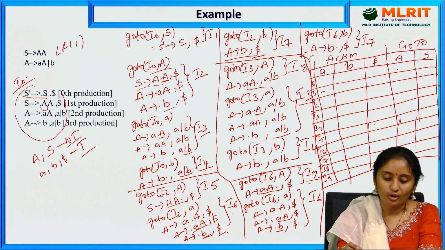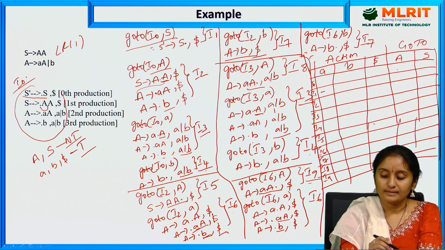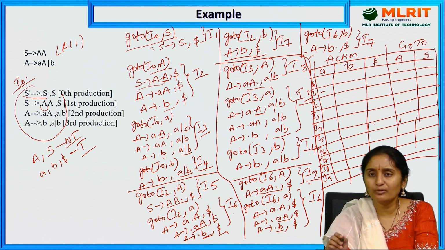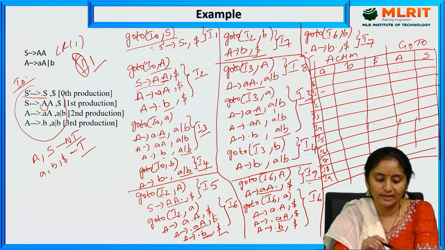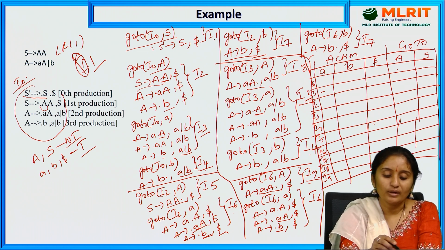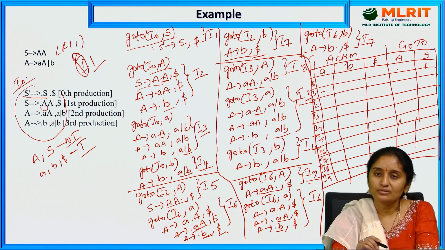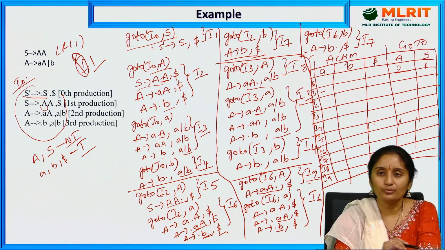So I0 on capital A. In the goto function, we are going to remove the I and just write the numbers. For example, I1, we are going to ignore I and just represent only 1 here. I0 on S, it is moving to the state 1, I1. So we just ignore I, we write only numbers. I0 on capital A, it is moving to 2, second state.